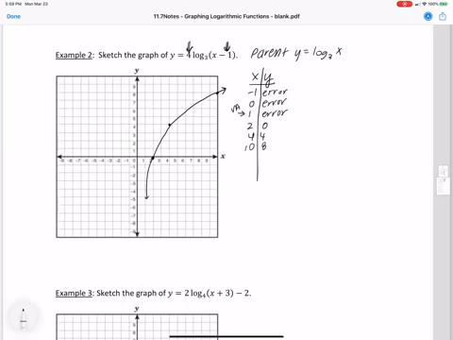And once we get to the point where we're pretty close and we can show with an arrow that it's going to keep approaching that value of 1 but never reach it, that's where we can stop.